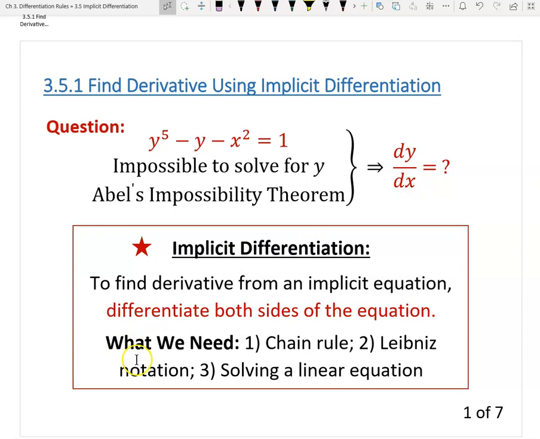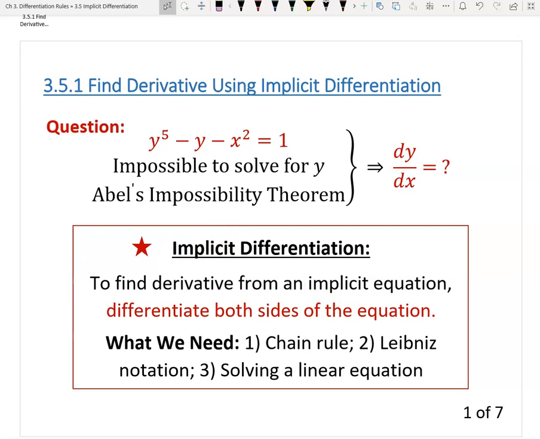In this method, all we need is these three things. The first is the chain rule, which we learned before. The second is Leibniz notation; it's better to use Leibniz notation, as you will see later. And the third is how to solve a linear equation. Of course, solving a linear equation is the easiest. We know these three parts, therefore we know how to perform implicit differentiation. Let's go and see.